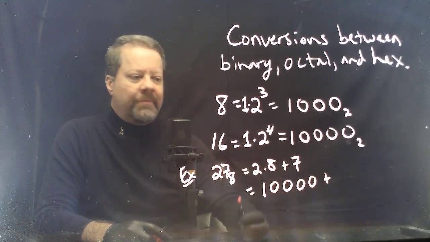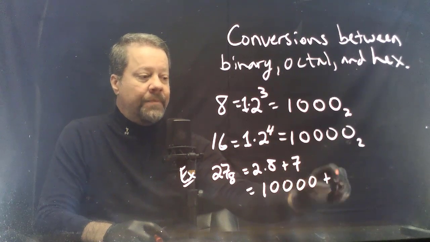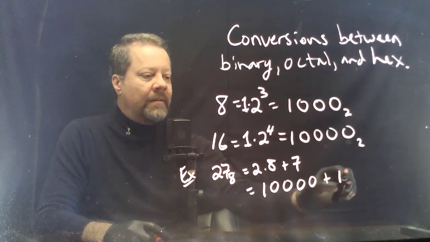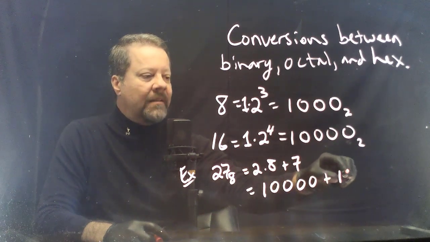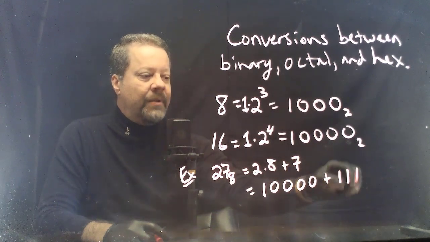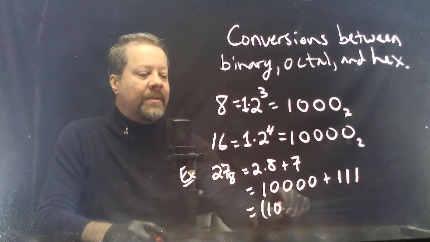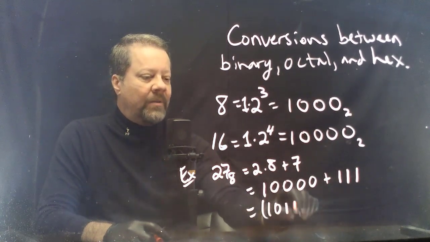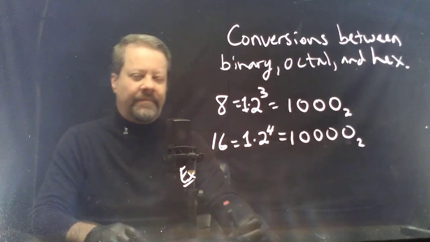What is 7 in binary? Well, it doesn't have any 2 cubed, so it's 2 squared. That's 4, leaves over 3. So that's going to have another 2 and another 1 after that. So we'll have 1, 0, 1, 1, 1 in binary.